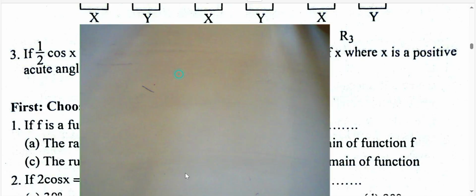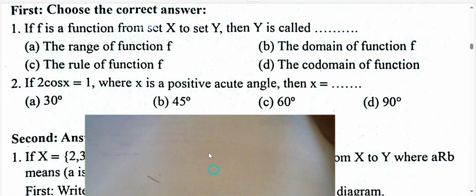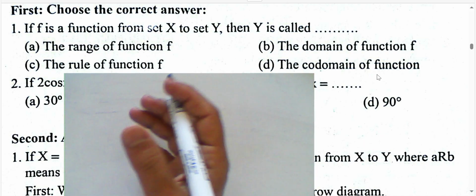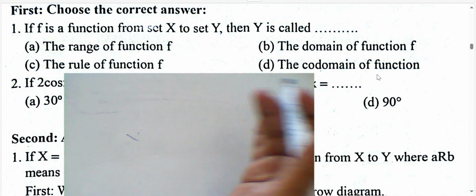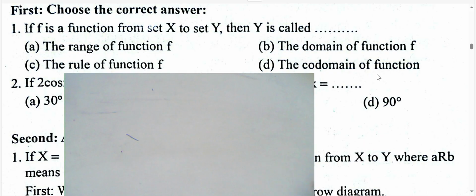Next question. Group letter B first. Choose the correct answer. We have here, if f is a function from set X to Y, then Y we call it codomain of function. Okay, we call it codomain, but X we call it domain, and Y codomain of the function. Choose letter D. Okay. Next question.